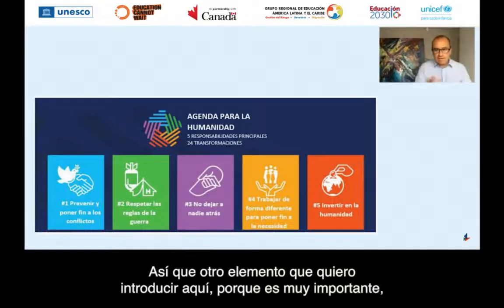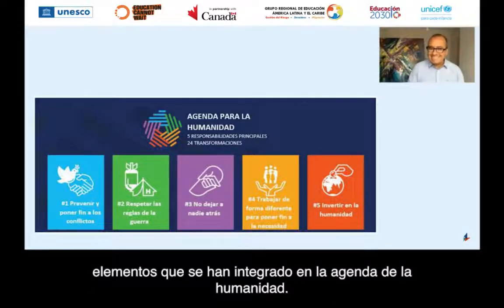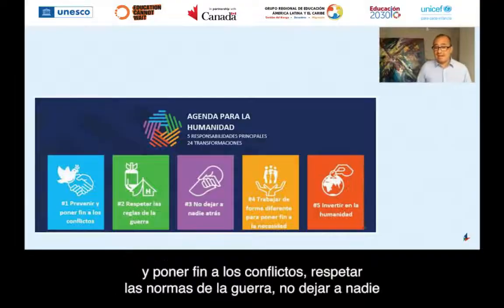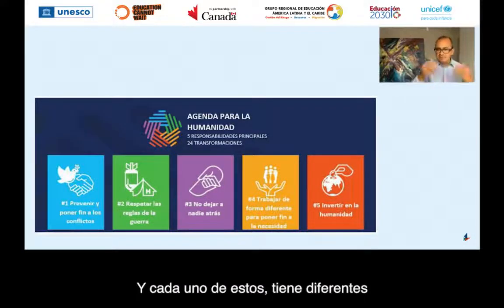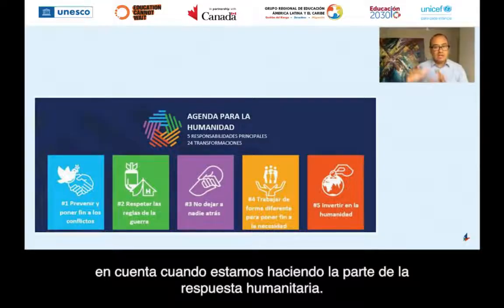So another element that I want to introduce here, because it's very important when we are talking about humanitarian, we are talking already about some elements that have been integrated on the agenda of humanity. On the agenda of humanity, we have 5 core responsibilities: prevent and end conflict, respect rules of war, leave no one behind, work differently to end need, and invest in humanity. And each of them has different elements called transformations that we'll need to incorporate or take into mind when we are doing the part of the humanitarian response.